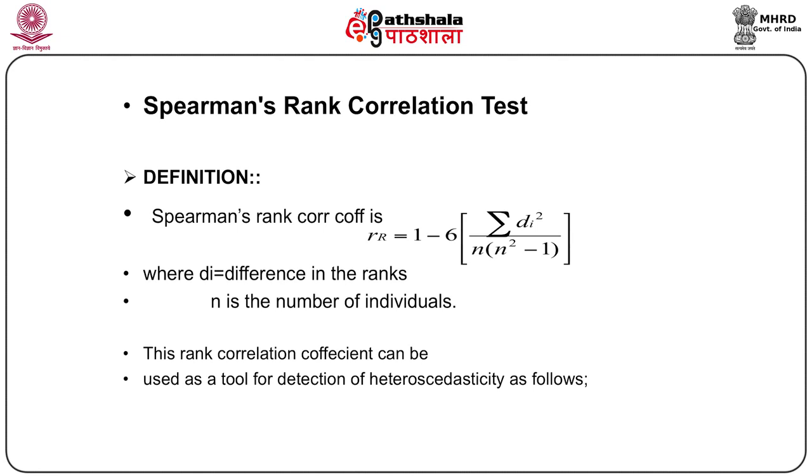The third method of detecting heteroscedasticity is the use of Spearman's rank correlation test. We know that Spearman's rank correlation coefficient is defined by 1 minus 6 times the sum over di squared divided by n times n squared minus 1, where di is the difference in the ranks assigned to two different characteristics of the ith individual, and n is the number of individuals in the sample. This rank correlation coefficient can be used as a tool for detection of heteroscedasticity as follows.